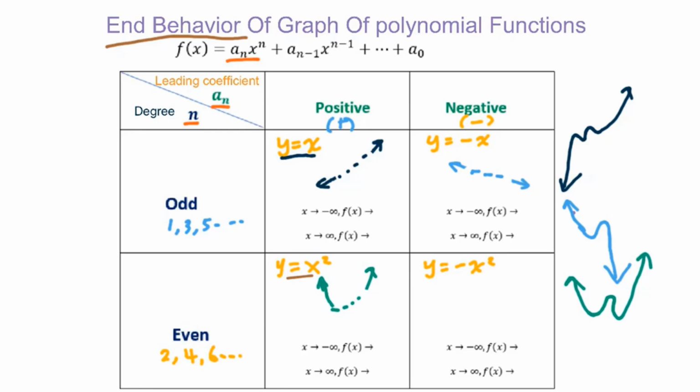For y equals negative x squared, we know the graph is like this. And still, we put the dots between these two arrows. It could be a graph like this.